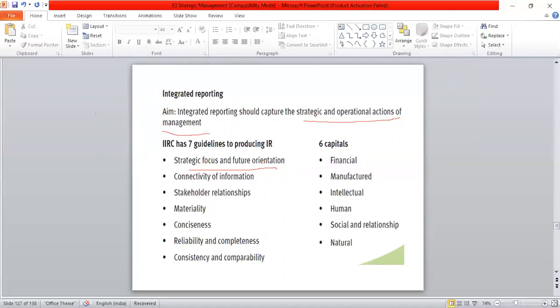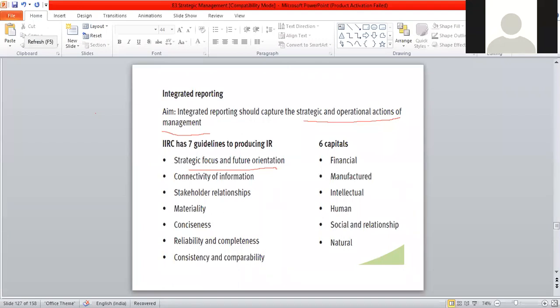Then there is another concept associated with integrated reporting: what has to be included in the integrated reports. Along with the financial statement, something else also has to be included. What are we actually talking about? We're talking about the 6 different types of capitals which have to be included. So that is what has to be highlighted.